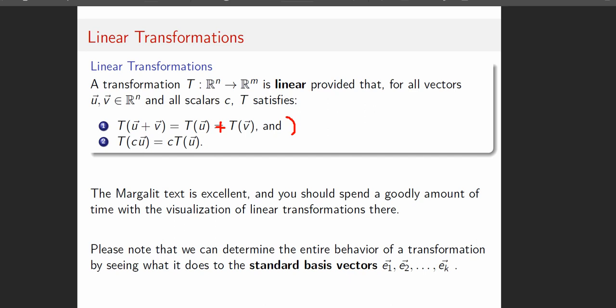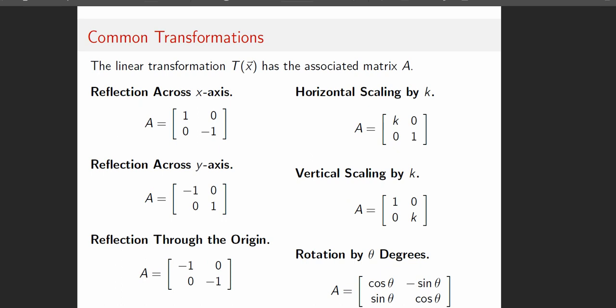Now, we're also going to talk about how to determine the entire behavior of a transformation. And it turns out that what we need to do is to track what happens to the standard basis vectors. If we know what happens to the standard basis vectors, that's going to determine what happens to every vector, which makes sense because every vector in the domain can be written as a linear combination of the standard basis vectors. A lot of times, the standard basis vectors are very easy to visualize and to see what's happening to them. So we're going to focus on that when we need to find out what a linear transformation does. Also, we have some common transformations.